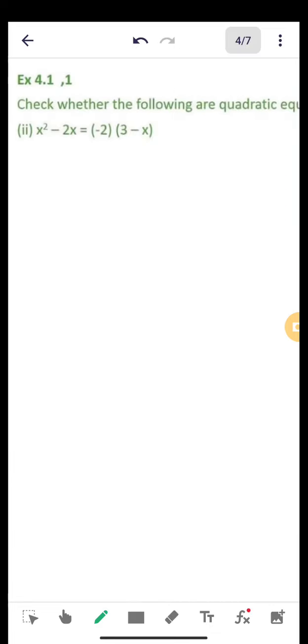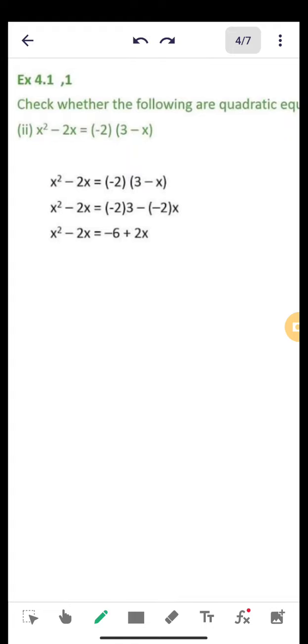Same way we'll proceed with the next one. This one, what do you say about this? Okay, let's check first by simplifying it, then we can say whether it's quadratic or not. Multiplying this, opening the bracket, 2 into 3 and 2 into minus x. Minus 2 into 3 is minus 6, and minus into minus becomes plus, so this is plus 2x. Transposing these terms to the left, again I get x square minus 4x plus 6.